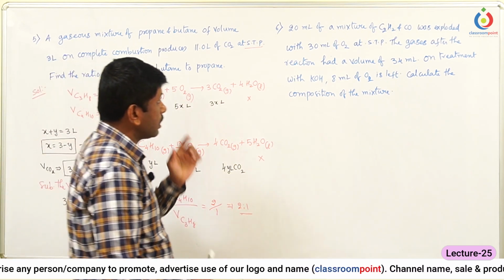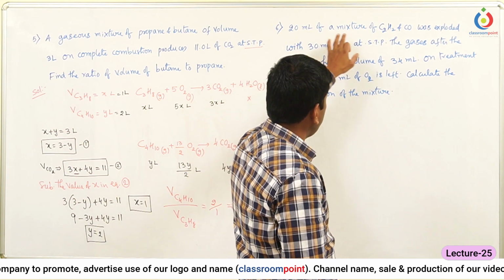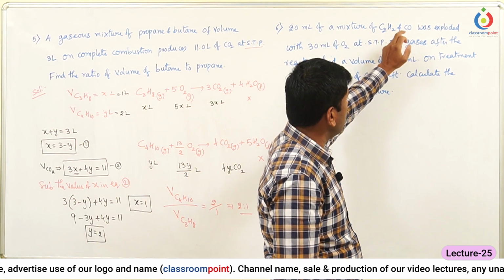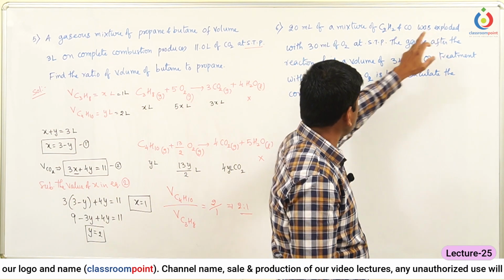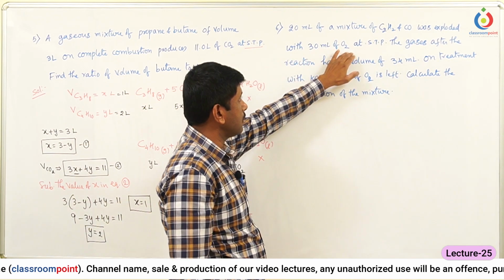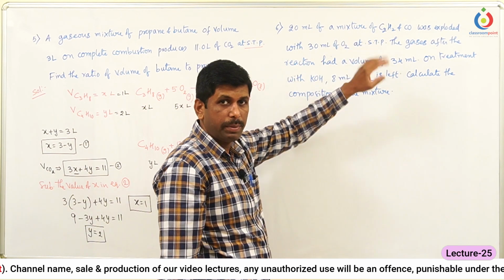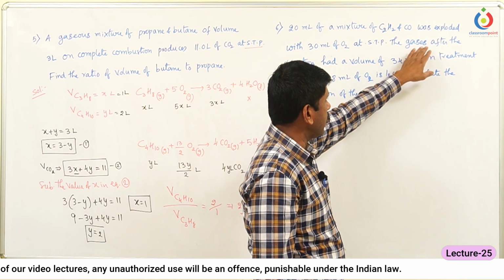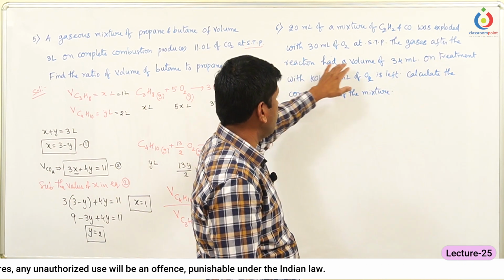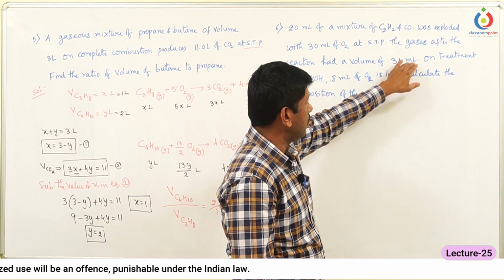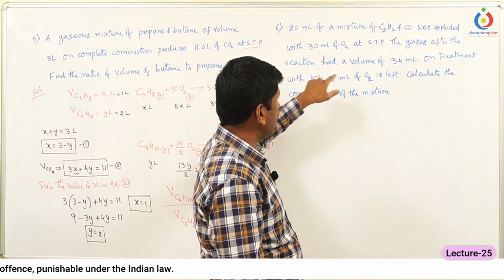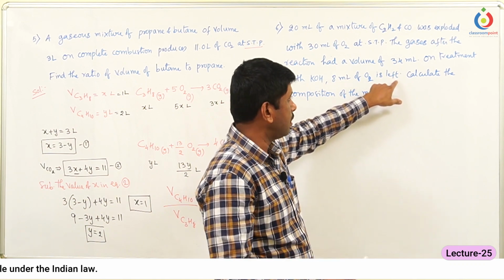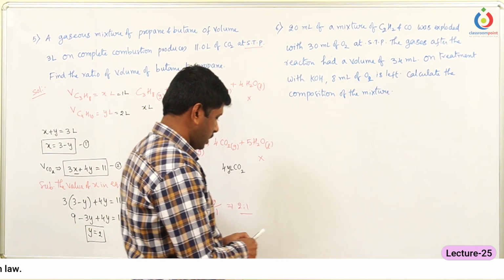Let us see another question here. 20 ml of a mixture of C2H2 acetylene and carbon monoxide was exploded with 30 ml of oxygen at STP. Again STP is mentioned, so that H2O could be in the liquid state. The gases after the reaction had a volume of 34 ml. On treatment with KOH, 8 ml of O2 is still present. Calculate the composition of the mixture.